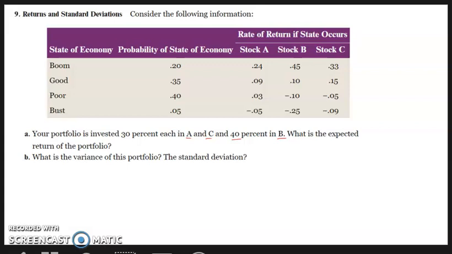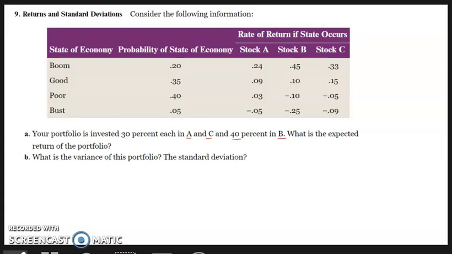So what we have to do, answer the question: the portfolio is invested 30% each in A and C and 40% in B. So what we have to do is calculate the expected returns for each state of the economy based on these weights, and then calculate the variance after we calculate the expected return for the portfolio.